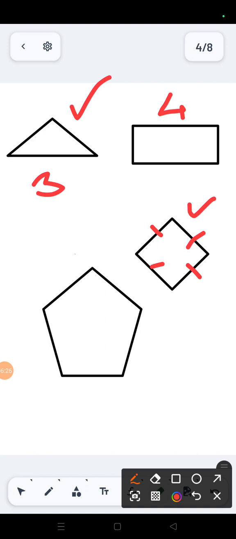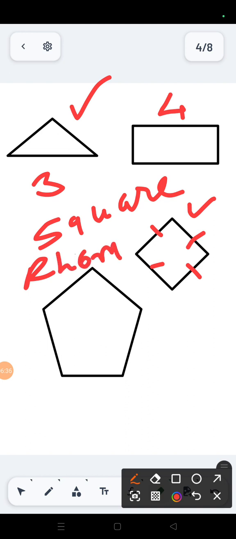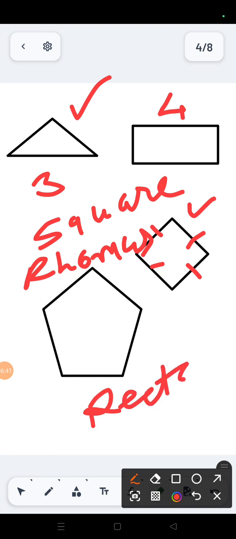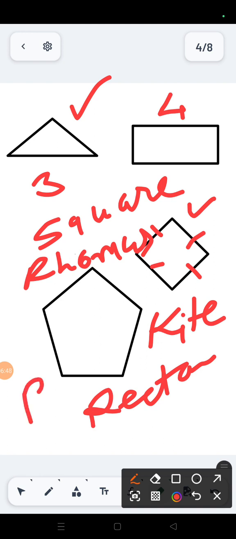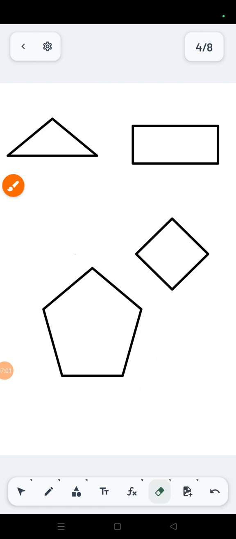So in a quadrilateral there are four sides, and the types of quadrilateral are square, rhombus, rectangle, kite, parallelogram. So these are the examples of the quadrilateral. These are the types of quadrilateral: square, rhombus, kite, rectangle, parallelogram, etc.